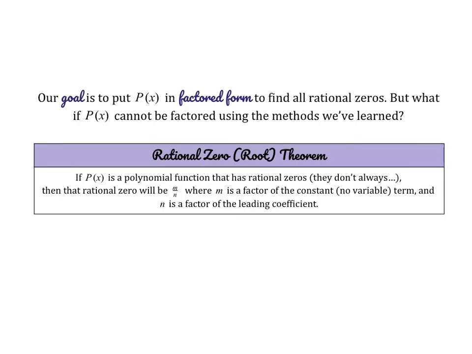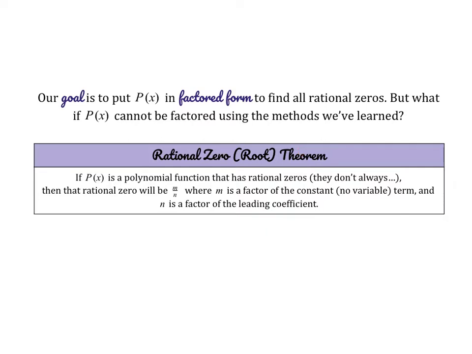So when we're solving polynomial equations, our first goal is to try to put our polynomial p of x into factored form. If we can factor it completely, that allows us to find all of the rational zeros. So we learned a lot of different methods for factoring. But what if we come across a polynomial that cannot be factored using one of the methods we learned? We need a starting place. So that starting place is called the rational zero theorem, or some people call it the rational root theorem.